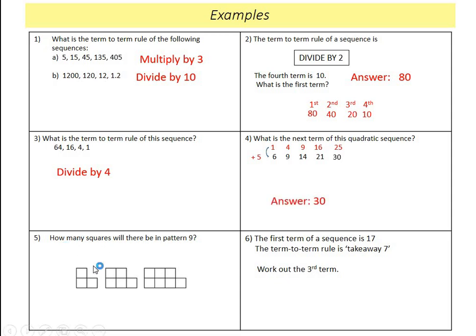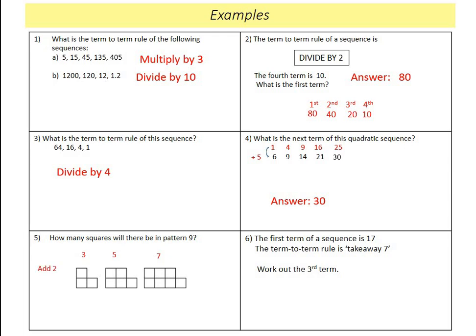Now sometimes you get a question that involves patterns. So number 5 says, how many squares will there be in pattern 9? I've been given the first 3 patterns, and so what I'm going to do is count how many squares are in each one. The first one has 3, 5, 7. So I can see that not only are these odd numbers, but the difference between them is add 2.